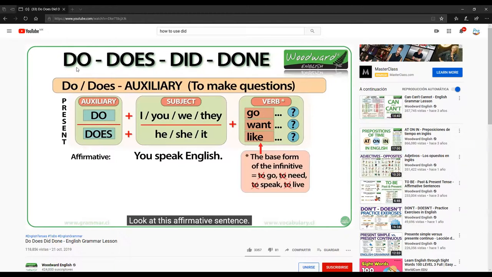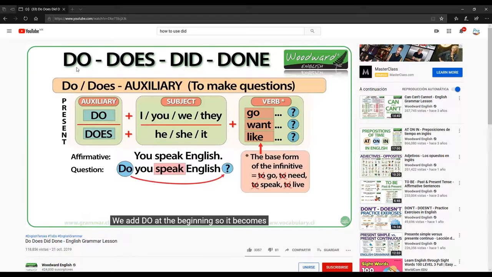Look at this affirmative sentence. You speak English. How can we make this a question? We add do at the beginning, so it becomes, do you speak English? You will see that we add do at the beginning when the subject is I, you, we, or they.